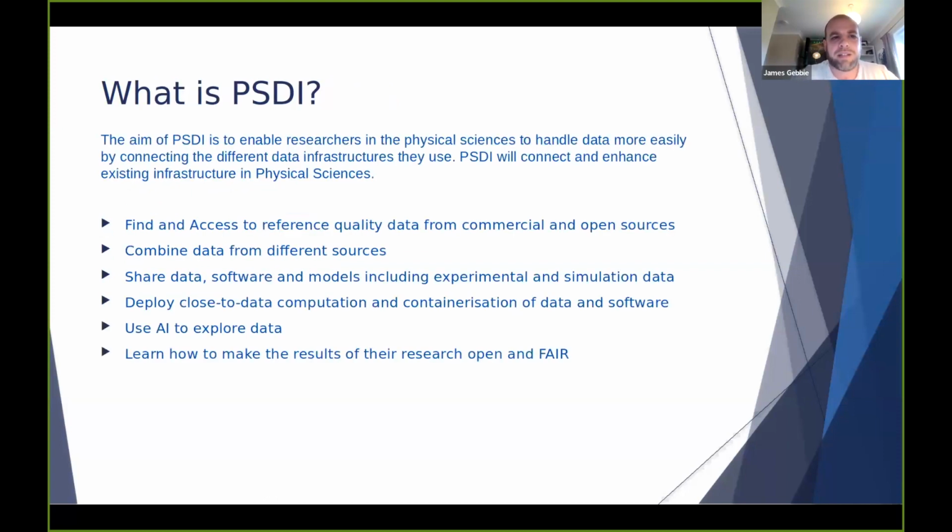I'm not going to talk too much on this. So the aim of it is to improve the practices of handling data within the EPSRC remit area. Obviously, biomolecular simulation has quite a lot of synergies with different research councils, but by and large, most of us come under the soft matter theme in EPSRC, I think. So the aims are to improve the findability and accessibility of reference quality data, combine data from different sources, improve sharing of data, software, models, deploy close to data computation, containerization, and even HPC in our case, enable AI to develop novel methodologies around more data sets than are currently available, and hopefully enable the teaching of researchers to make the results of their research open and FAIR. So they're the basic aims.